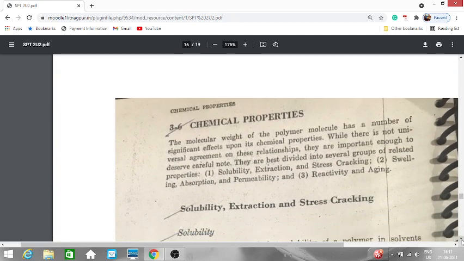The molecular weight of the polymer molecule has a number of significant effects upon its chemical properties. While there is not universal agreement on these relationships, they are important enough to deserve careful note, and they are best divided into several groups of related properties: solubility, extraction, stress cracking, swelling, absorption, and permeability, reactivity, and aging.